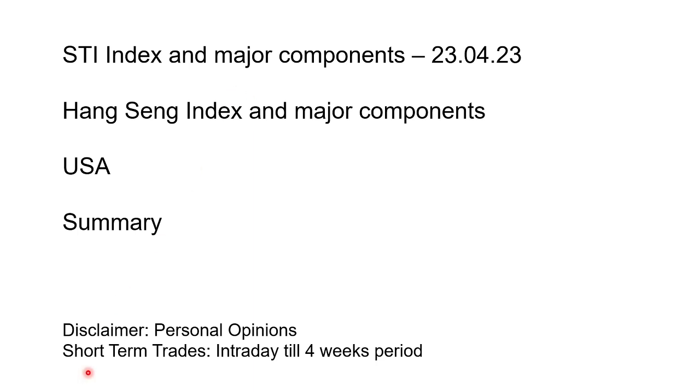So over here, in the short term itself, what it means is predominantly intraday or more than 4 weeks periods. On the major components, what it means over here is the bigger weightage in the indices. For instance, in the STI index, the major weightage will be DBS and OCBC, which have high weightage in influencing the STI's movement. Hang Seng probably will be Alibaba and of course AIA. For the US, if you are looking at Nasdaq, it will be the Apple stock, the Microsoft stock, etc.